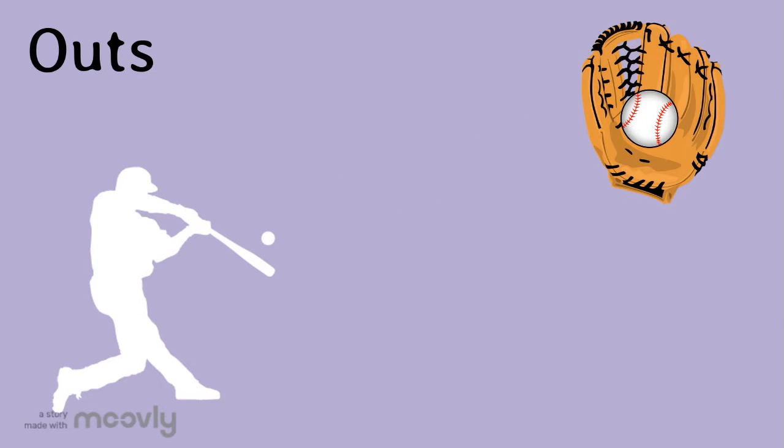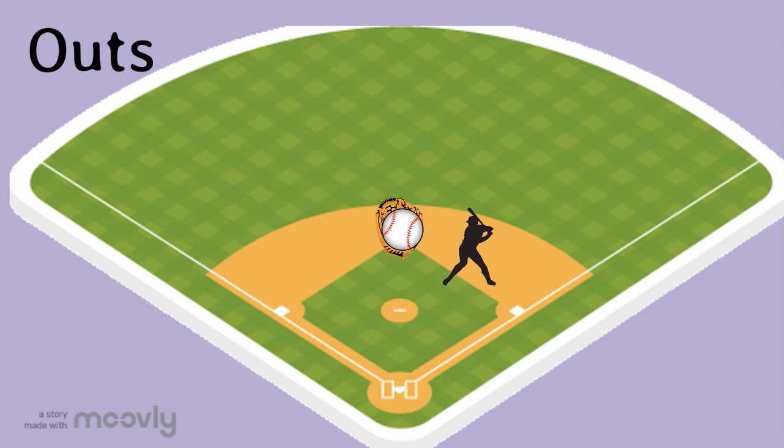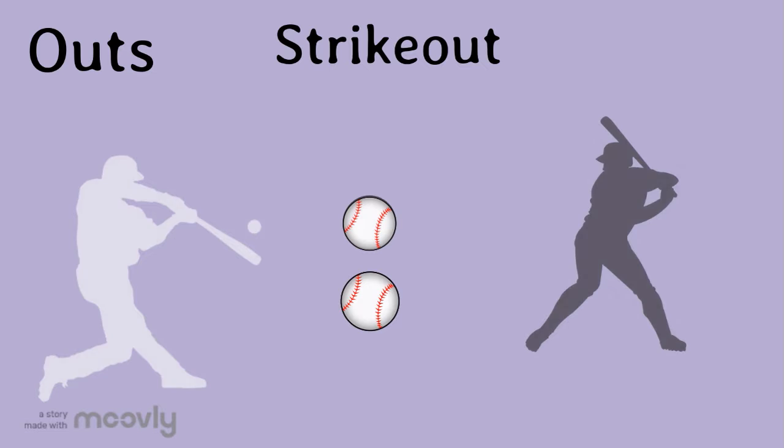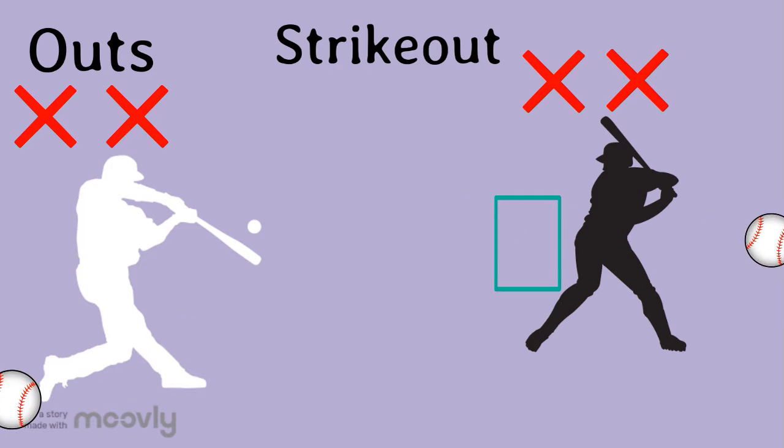An out is recorded in a few different ways. If the batter hits the ball in the air and the other team catches it, it's an out. If he hits it on the ground and the other team throws it to first base before the batter gets there, it's an out. If he goes off any of the bases and is tagged with the ball, or if he strikes out, which means he got 3 strikes through some combination of either watching pitches in the strike zone, this area here, or swinging at pitches thrown to him anywhere.